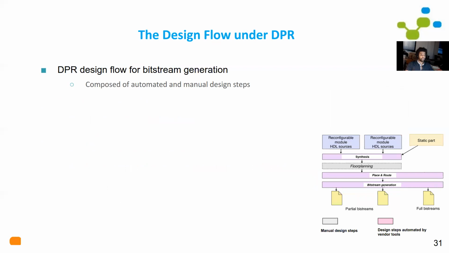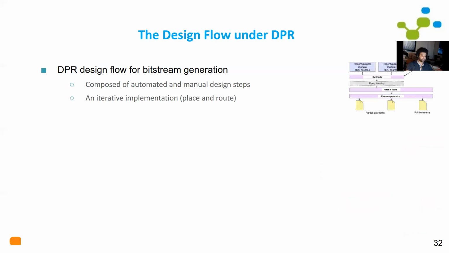We discussed the complexity of the DPR flow, but how does it actually look? As we said before, the DPR flow contains a bunch of manual design steps. One of them is, for example, floor planning, which is not automated in most vendor tools. It involves assigning the partitions or the placements for the reconfigurable regions.